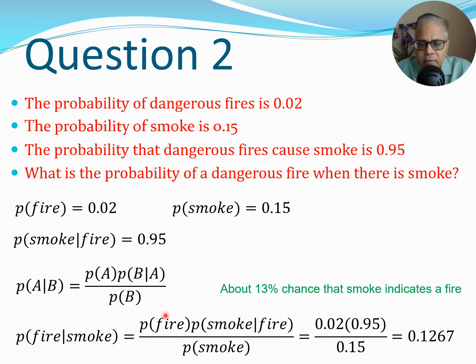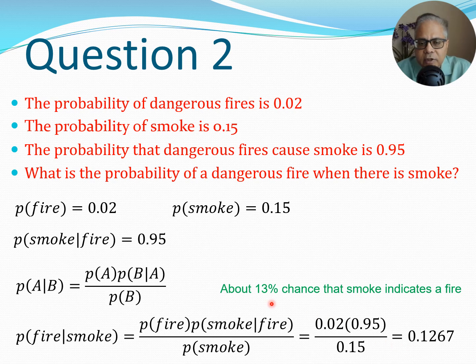Now we write down Bayes theorem here, and for A we put in fire, for B we put in smoke. Then I can rewrite Bayes theorem in this form, which is more amenable to the problem today. We can see here that P(fire) is 0.02, we put it here. P(smoke|fire) is 0.95 and P(smoke) is 0.15, and together with these three numbers we obtain that P(fire|smoke) is 0.1267, or about 13%.